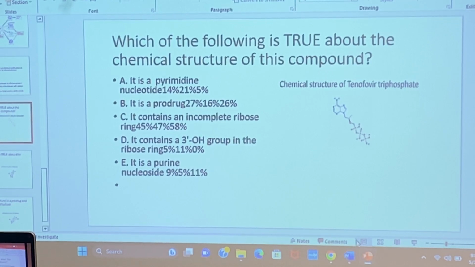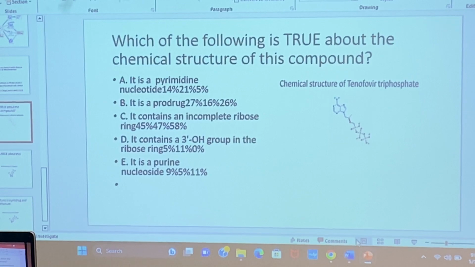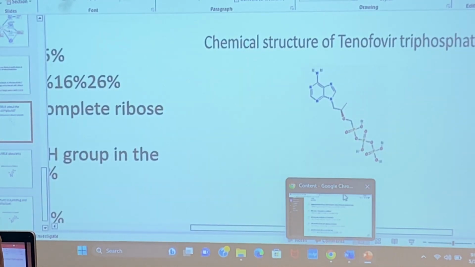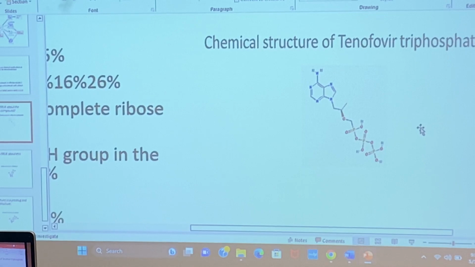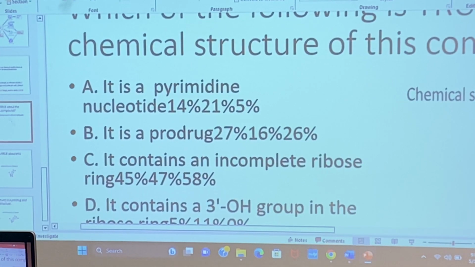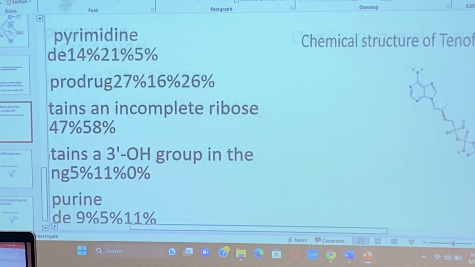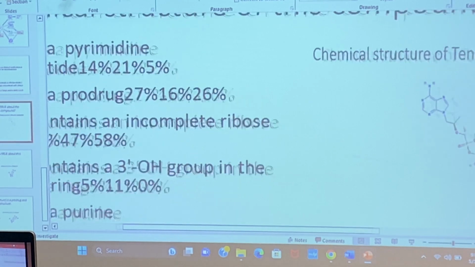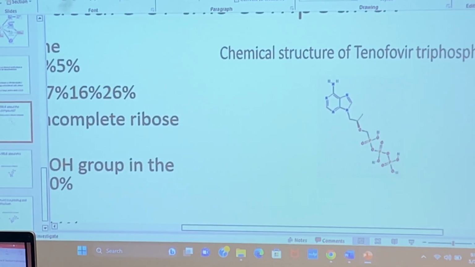Now let's see this: which of the following is true about the chemical structure of this compound? I'm sorry, it doesn't show up big. Here, it's talking about tenofovir triphosphate. When you say tenofovir triphosphate, it has to be a nucleotide, right? Is it a pyrimidine? If you look into the base structure, it's not a pyrimidine, it is a purine. Is it a prodrug? No, it is not, because it is the active drug. The prodrug is the dipropyl, remember that big masking chemical modification that needs to be removed to make the active drug.